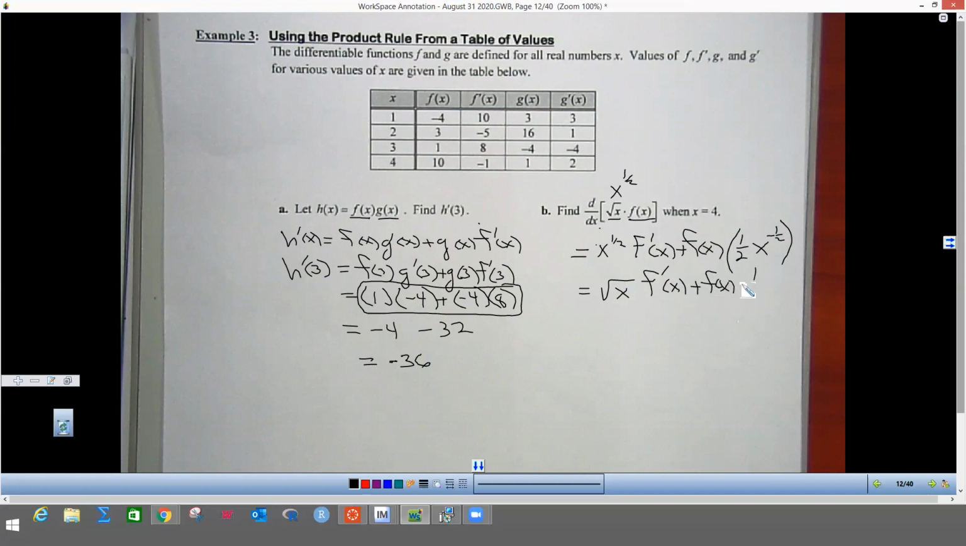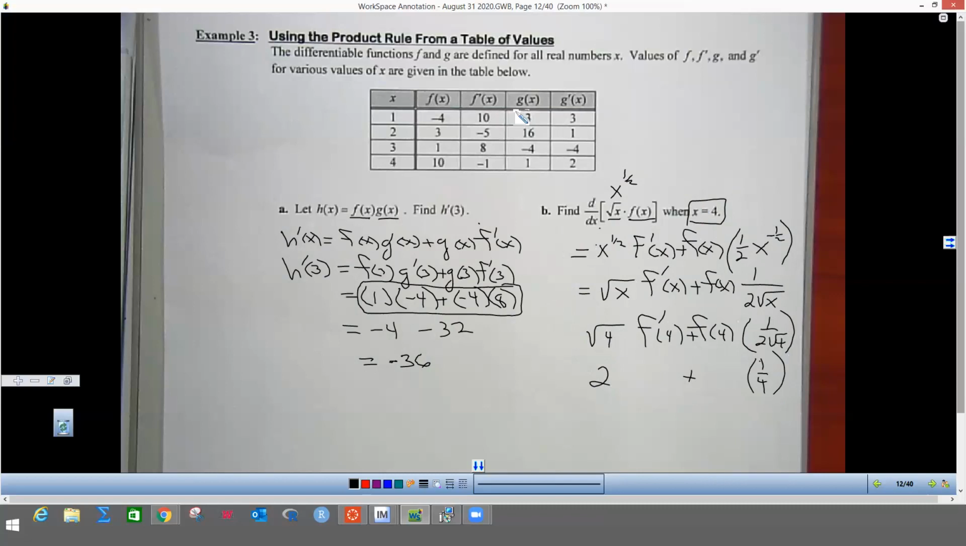And then we would want to move this x down to the bottom with the 2. And I'm going to put it back in a radical because it'll be x to the half down here like this. And now I'm supposed to find this when x is 4. So what I'm going to do is I'm going to have the square root of 4 times f prime of 4 plus f of 4 times 1 over 2 times the square root of 4. So I hope we all know the square root of 4 is 2. I hope we know the square root of this 4 is 2. So this out here ends up being 1/4.